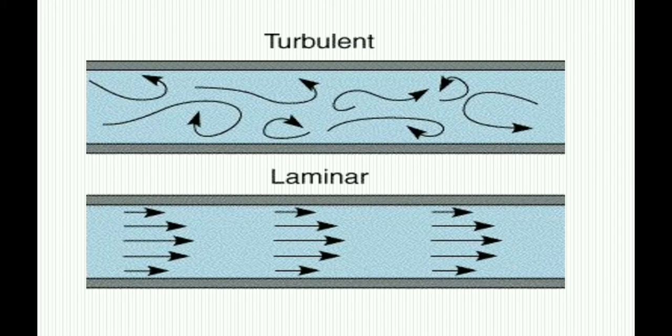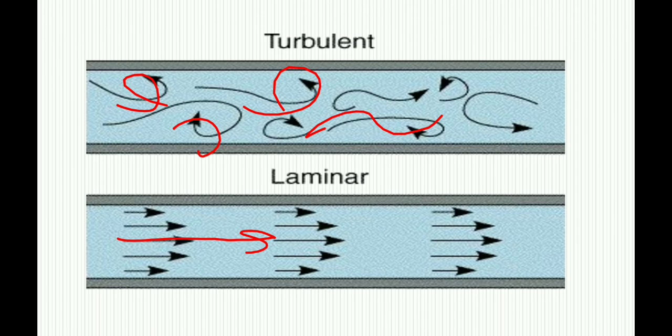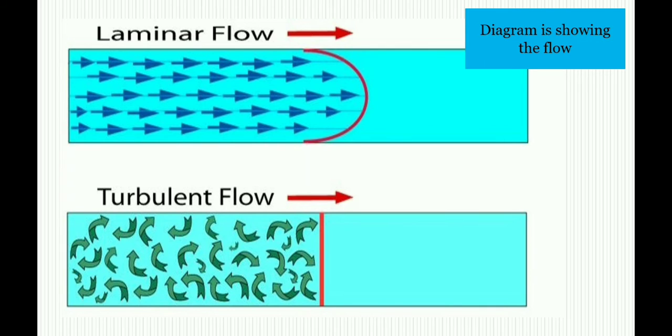As you can see, that is the turbulent flow. Here and there it's moving. And in a line it's flowing, so it is called laminar. Here also you can see the laminar flow and turbulent flow.